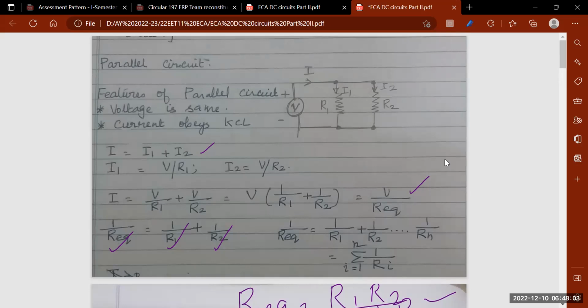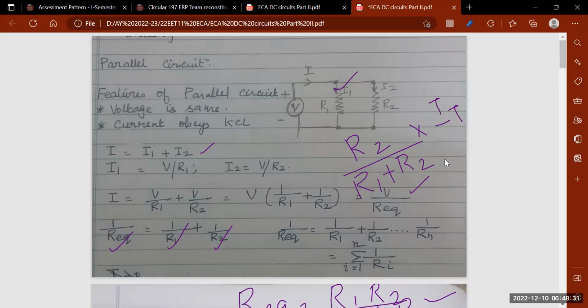Now let me say it like this. The current through this resistor R1 is required. Then you have to write the ratio of the opposite resistance, R2, divided by the summation of resistances in the parallel circuit, so this is R1 plus R2, multiplied by the total current.